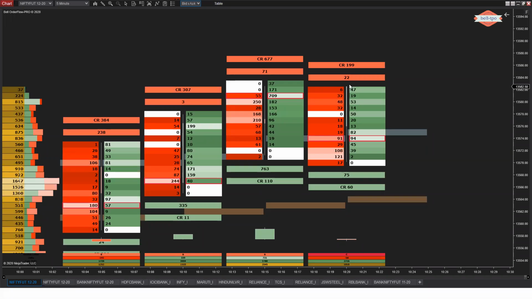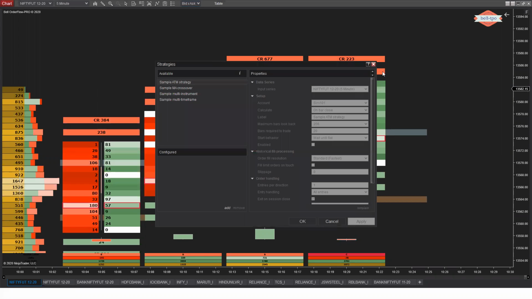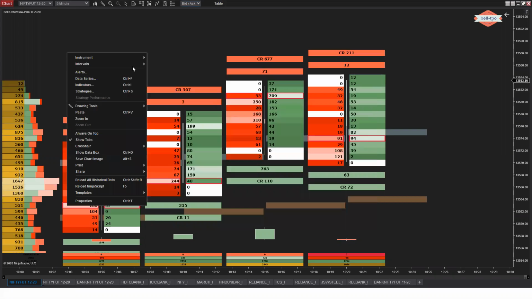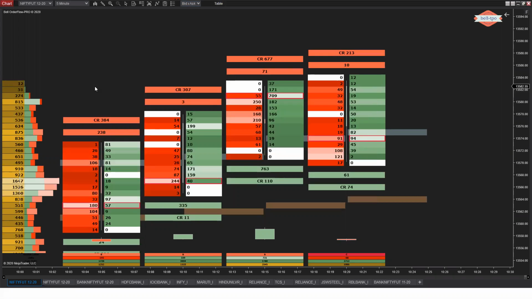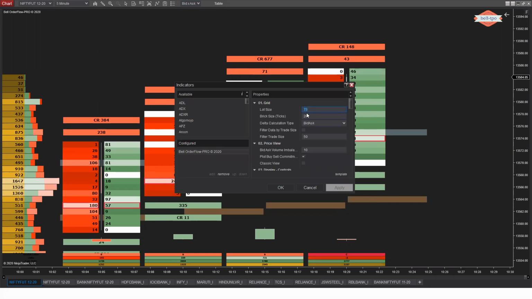See that as the price pushes up, the number of lot sizes is increasing. All these numbers are in lot size. What I had done is right click and go to the indicators. From the indicators, there is a provision to reduce it to lot size. Otherwise, by default, if the lot size is 1, you will get the total number of shares. In my case, I kept it at 75, which is the lot size for Nifty.